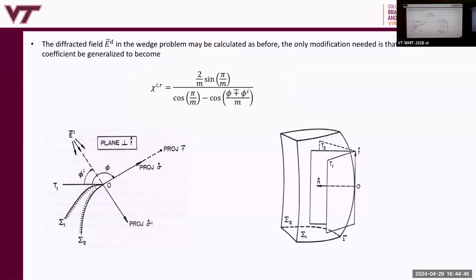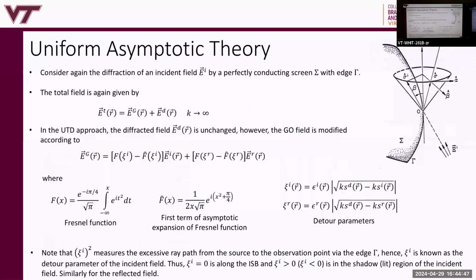All right. Let's get to the UAT. So we saw that the GTD theory has a problem along the shadow boundaries. It predicts infinite amplitudes, which is incorrect. So let's consider again the diffraction of an incident field, E incident, by a perfectly conducting screen sigma with edge gamma. Yeah? The total field is again given by, in the new theory, the uniform asymptotic theory.